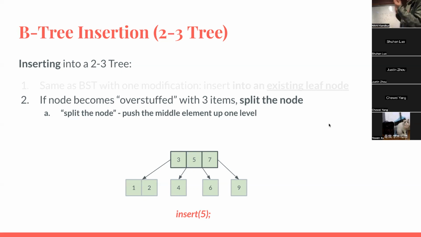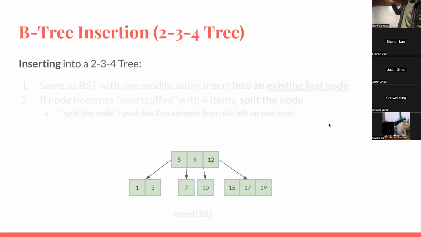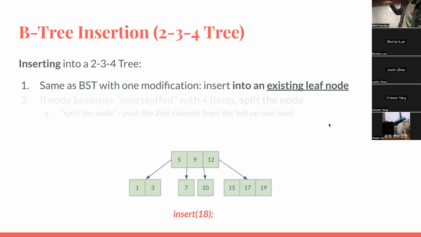Yeah, so like 2-3-4 trees, I'll have an example right next. It's like the 2-3-4 example. So if we're inserting into a 2-3-4 tree, it's kind of the same thing. We insert into an existing leaf node. So if we're inserting 18 in here, it's going to go into this leaf node right here, right? And then you're asking, do we have to check whether it's overstuffed, right?